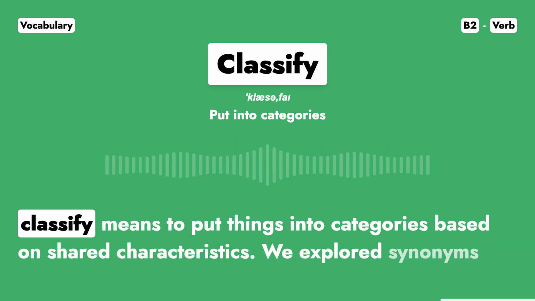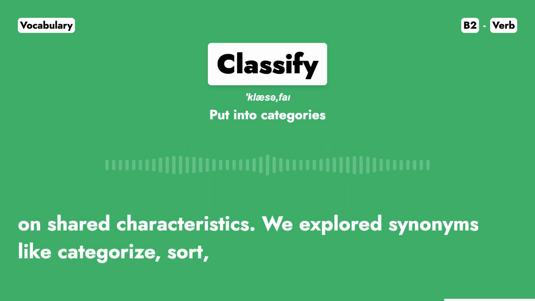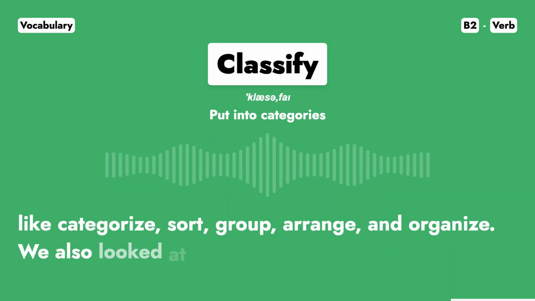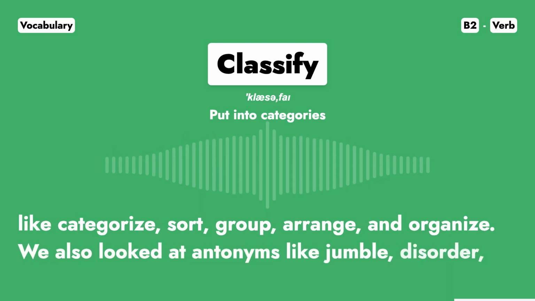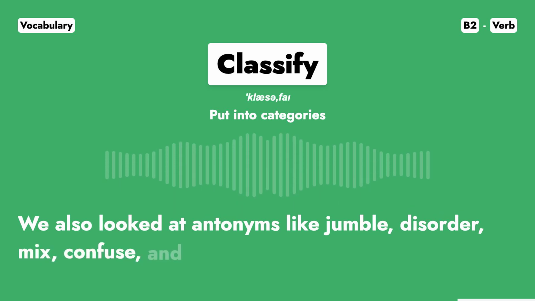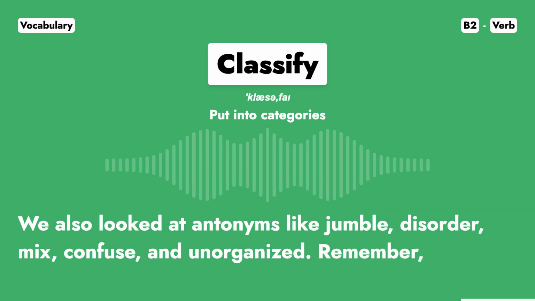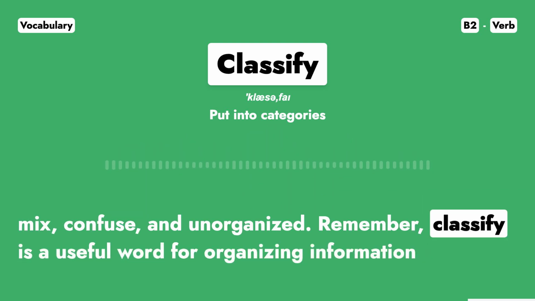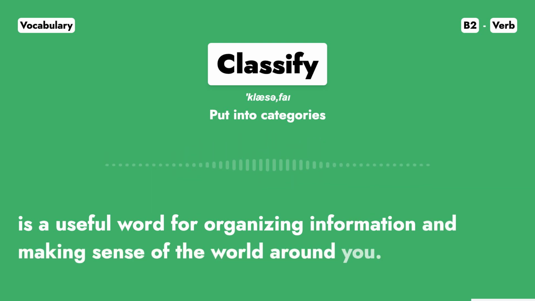We explored synonyms like categorize, sort, group, arrange, and organize. We also looked at antonyms like jumble, disorder, mix, confuse, and unorganized. Remember, classify is a useful word for organizing information and making sense of the world around you.